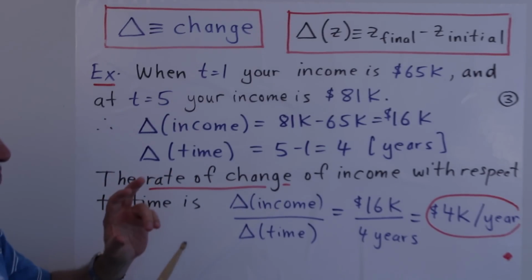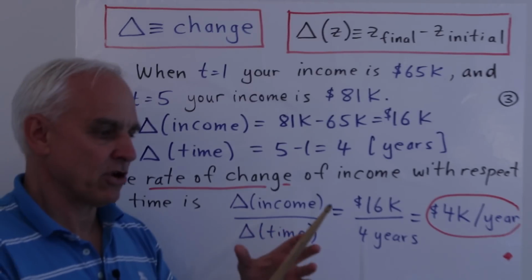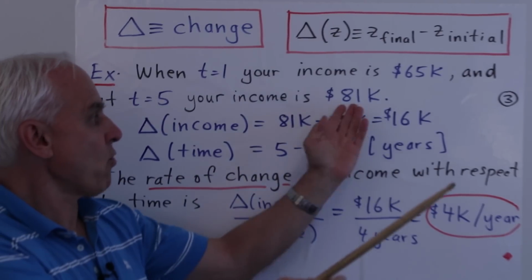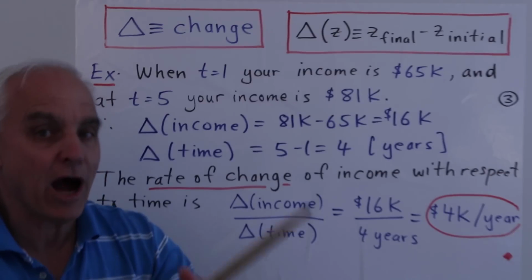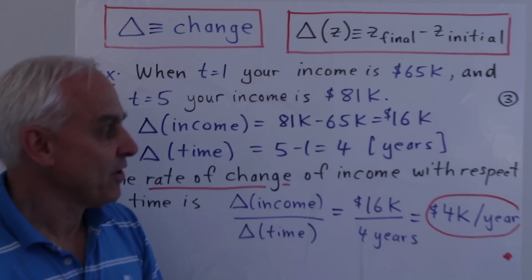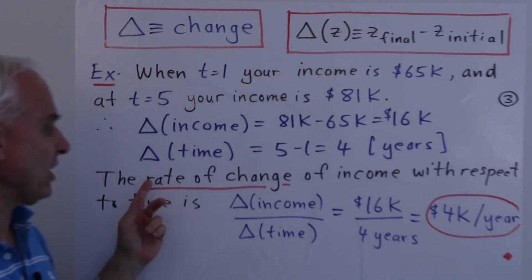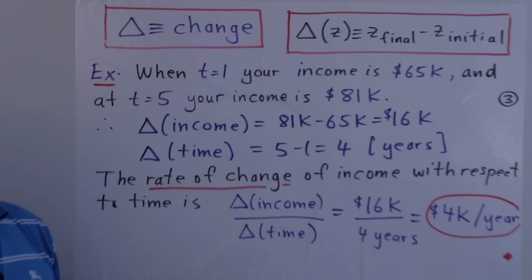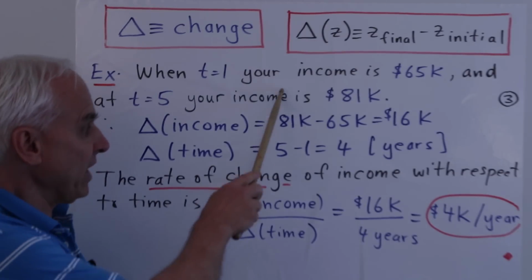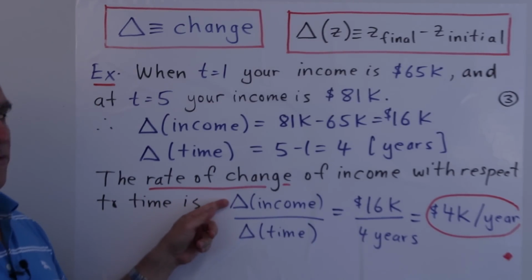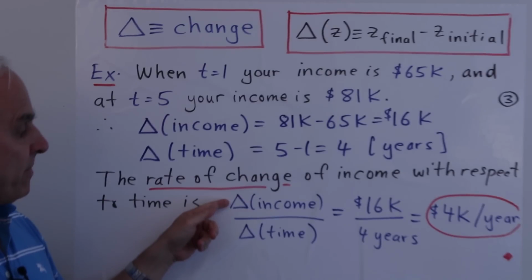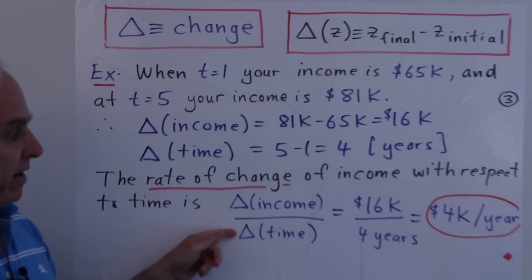And having these two things, being able to compare the change in the quantity that we're interested in to the change in time that's elapsed, gives us the important idea of the rate of change of a quantity with respect to time. So the rate of change of the income here with respect to time is the ratio of the change in income to the change in time.